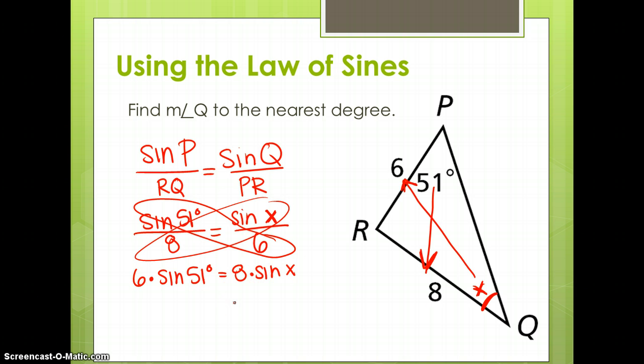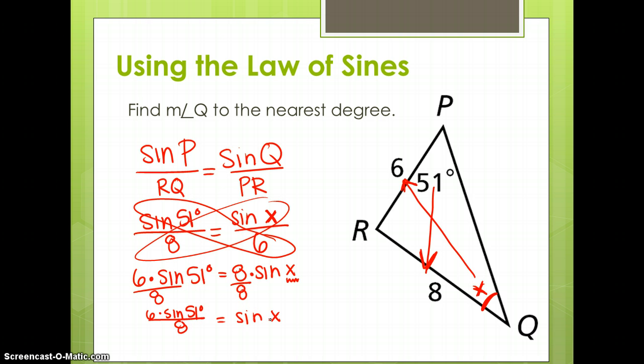So how do we solve from here? And this is where you got to use a little bit of what we were talking about yesterday as far as solving for the angle. We're going to use the inverse sine. We're going to use those inverse functions. But before we can use the inverse sine, we got to get x alone by taking away piece by piece. So first piece we want to take away is dividing by that 8. So 6 times sine of 51 degrees divided by 8 equals sine of x.